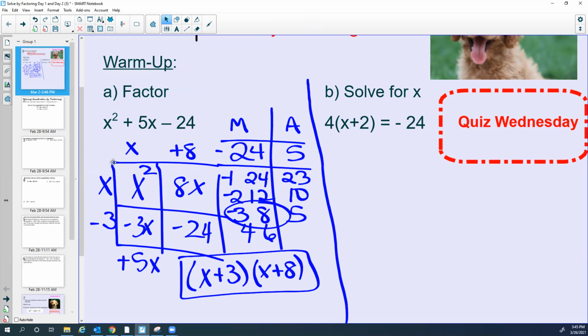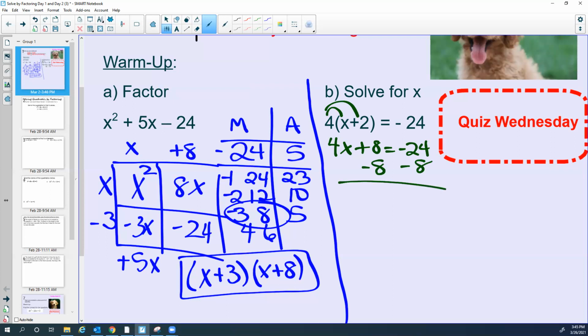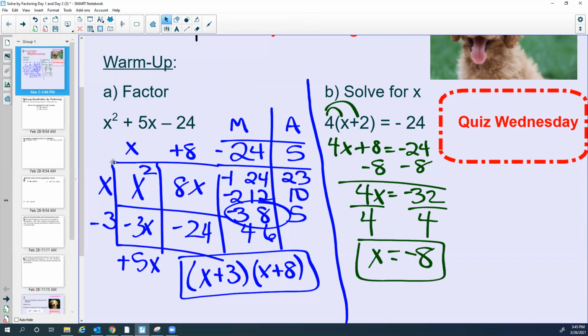All right, let's move on to the second problem here, where they told you to solve for x. This is a review of what we learned at the very beginning of the year, something that was just on your test. Hopefully your first step is distribute. 4x plus 8 equals negative 24. From there, move your constants all to one side, and you get 4x equals negative 32. Divide everything by 4, because we're trying to get x alone, and you get x equals negative 8.